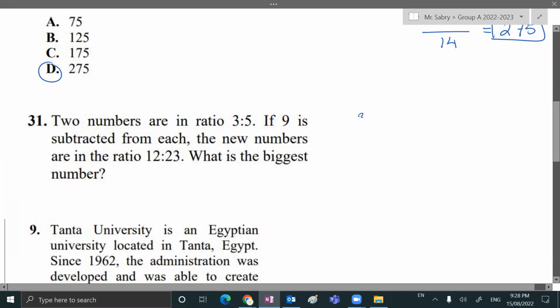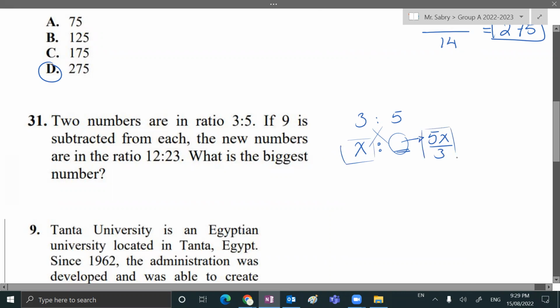So I have 2 numbers. They are in the ratio of 2 to 5 right now. If I removed 9 from each, so I don't know what are the values of each, but if one of them is x, then what's the value of the other one? How do I get this one? By cross multiplying. So this one is supposed to be equals to x times 5 divided by 3, which is 5x over 3. Let's assume that these are the two numbers.